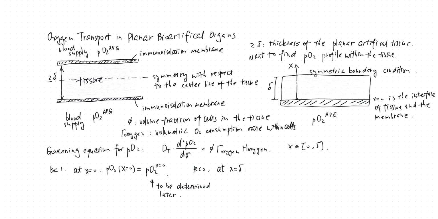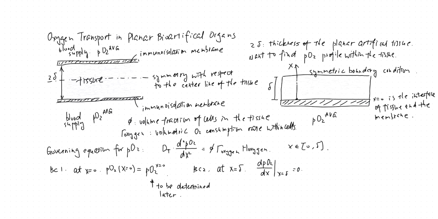We have already seen that it's a symmetric boundary condition. Whenever you see a symmetric boundary condition, it's the same as zero flux. Zero flux means the gradient of concentration is zero if you go by Fick's first law. That means the gradient of the PO2 is zero. So you have dPO2/dx evaluated at x equals delta equal to zero. Okay, you have a governing equation. You have two boundary conditions. You are ready to solve.